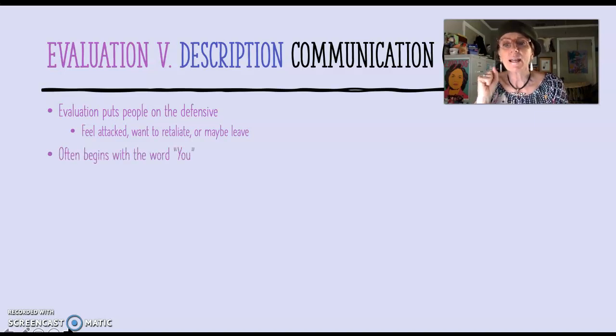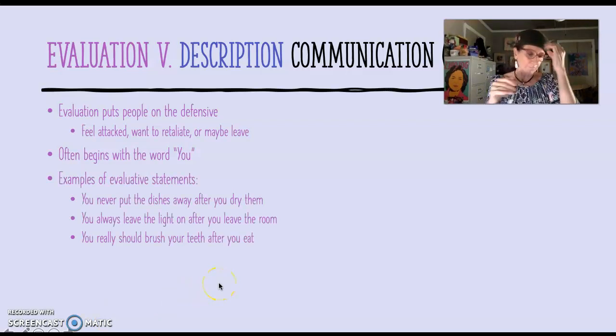So when we talk in a tone that feels evaluative, we usually start with the word you. You're at home and you're talking to your siblings, or even your spouse or your partner. You never put the dishes away after you dry them. You always leave the light on when you leave the room. You really should brush your teeth after you eat. Now, that's a pretty obvious one. But those other two, what do they sound like, right? They're going to make you be on the defensive, right?